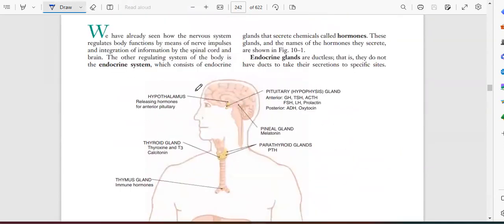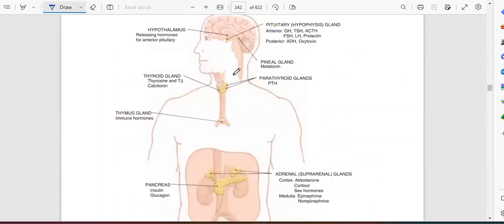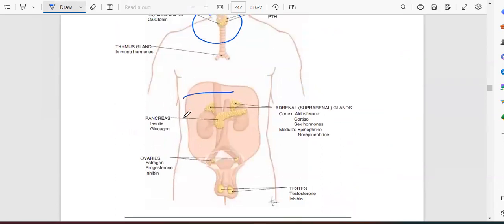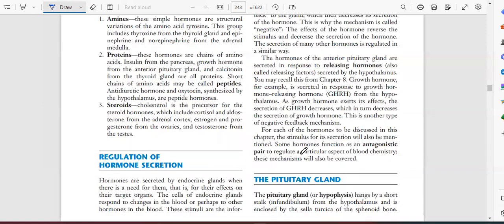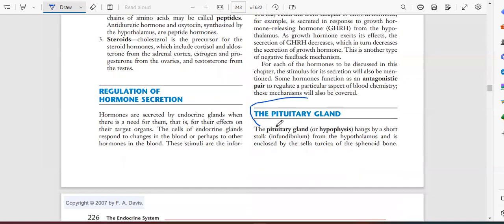First we have the glands: the pituitary gland, hypothalamus, pineal gland, thyroid gland, adrenal gland, pancreas, ovaries, and testes. First we will talk about the pituitary gland, the master gland, because it controls the other glands. The pituitary gland, or hypophysis, is also known as hypophysis.